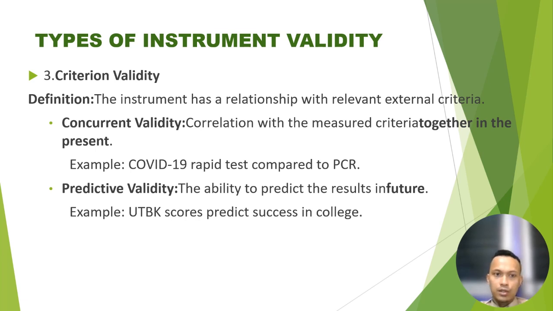And the next, the types of instrument validity. Number three, criterion validity. The instrument has a relationship with the relevant external criterion: concurrent validity and predictive validity. For example, the COVID-19 rapid test compared to PCR, and TDK score predicting success in college. Those are the examples of both types of criterion validity.